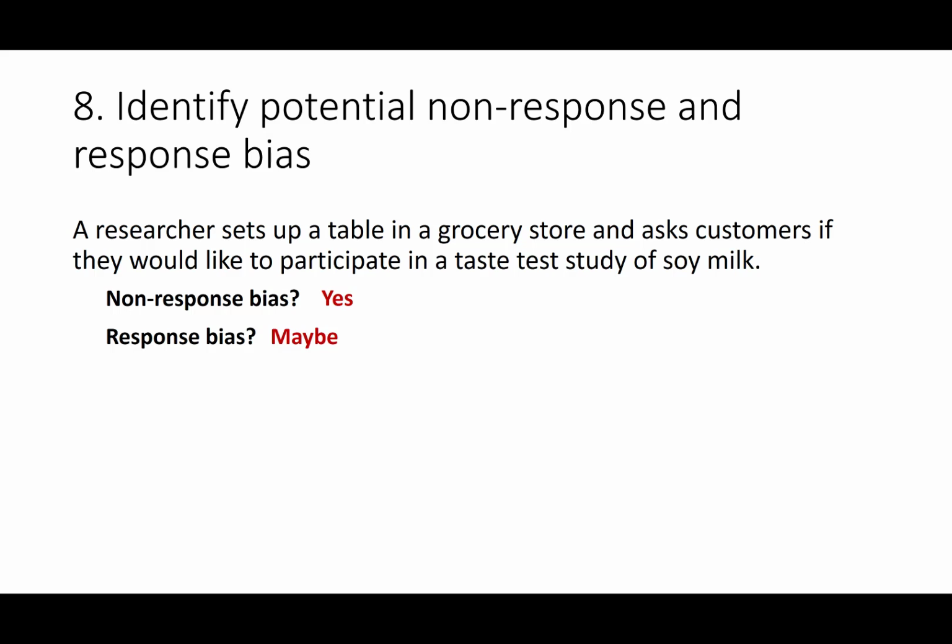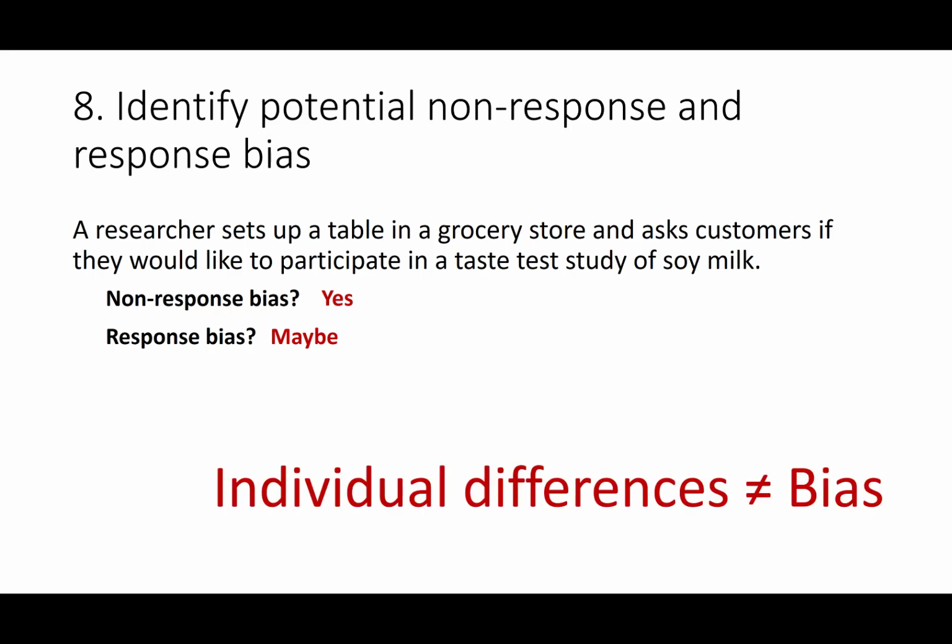On the quiz and exams, questions will be more specific. For example, they may say that participants were uncomfortable and were not answering honestly, in which case response bias was clearly an issue. One thing that students sometimes get tripped up with is that individual differences do not equal bias. If people are giving different answers because they actually have different opinions, that is not response bias. Those are true individual differences.